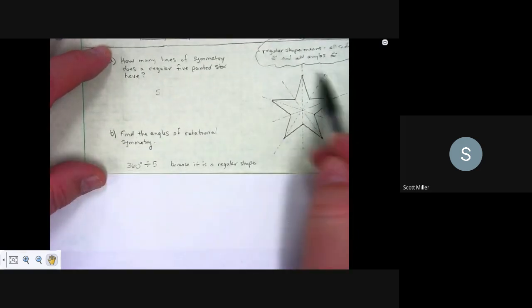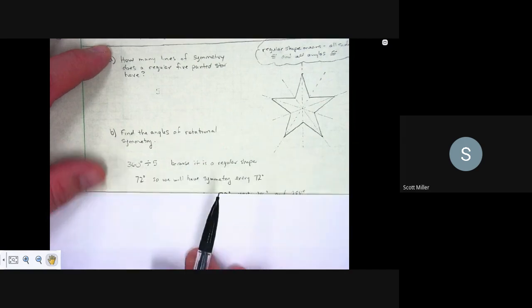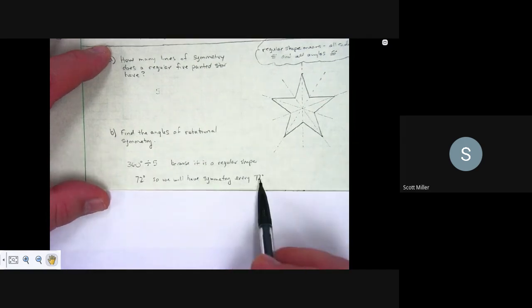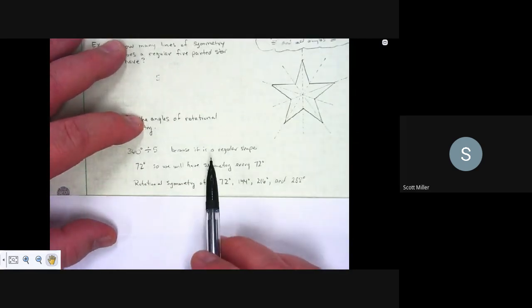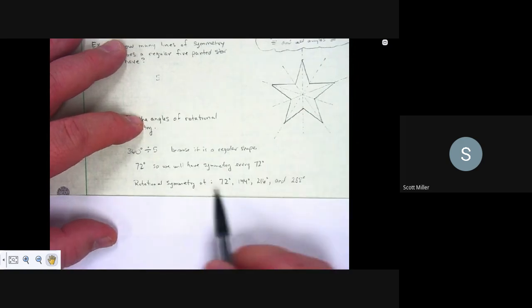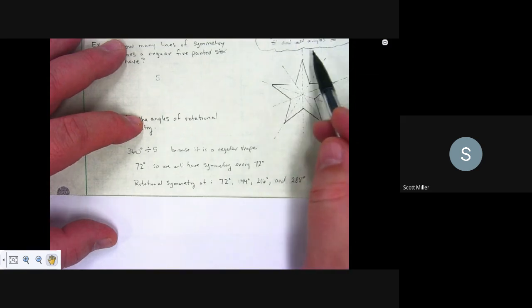What are those? One complete revolution around a circle is 360 degrees, and I have 5 points. So 360 divided by 5 is 72. I have symmetry every 72 degrees. You can't do 360, because all the way around the circle is not a rotational symmetry. So I have these rotational symmetries right here: the original figure, then this one rotates 72, this one rotates 144, this one rotates 216, and this one rotates 288. Those are all the rotational symmetries of the star.